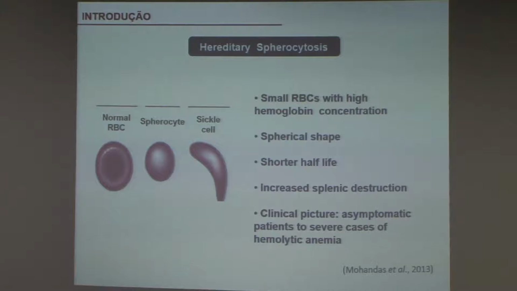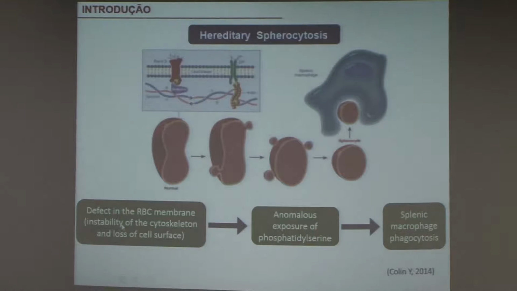The hereditary defect in the red blood cell membrane causes an instability of the cytoskeleton and loss of cell surface, causing anomalous exposure of phosphatidylserine, which is a marker of cell apoptosis. And this molecule is recognized by the macrophages in the spleen, leading to splenic macrophage phagocytosis of those cells.